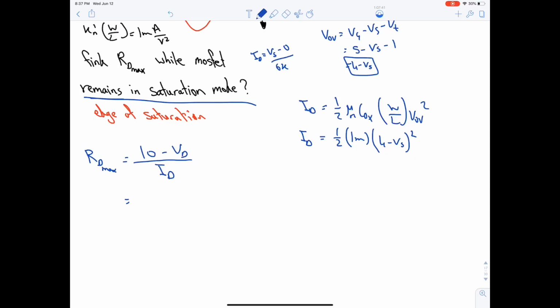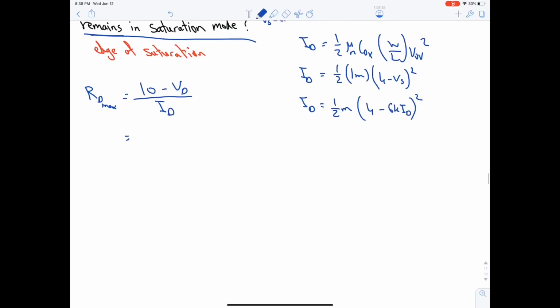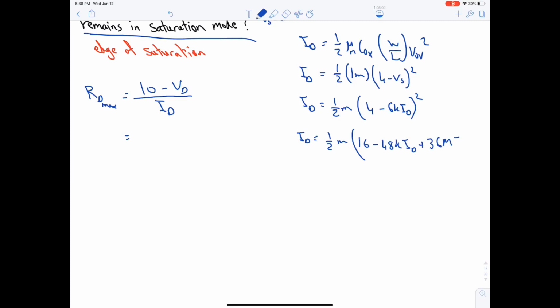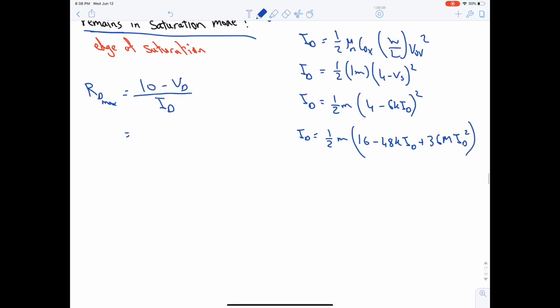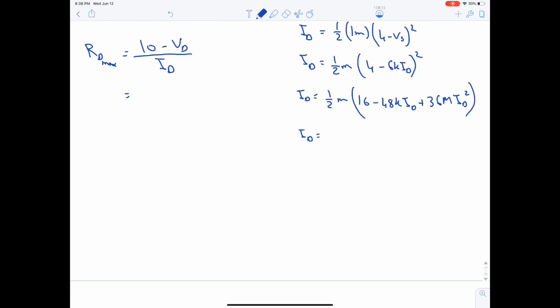So here we're going to say that VS is equal to 6k ID. ID is equal to half milli times (4 minus 6k ID) entire thing squared. So this will result in half milli times (16 minus 48k ID plus 36 mega ID squared). Okay, then simplifying, this will become 8 milli minus 24 ID plus 18 kilo ID squared.